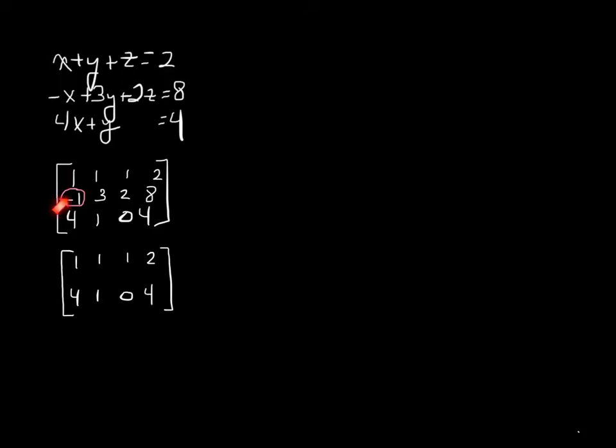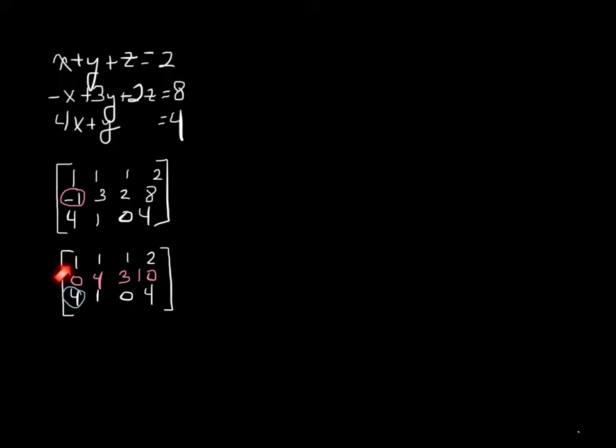We've got -1 plus 1 is 0. 1 plus 3 is 4. 1 plus 2 is 3. And 2 plus 8 gives us 10. Okay, now we will eliminate the 4.